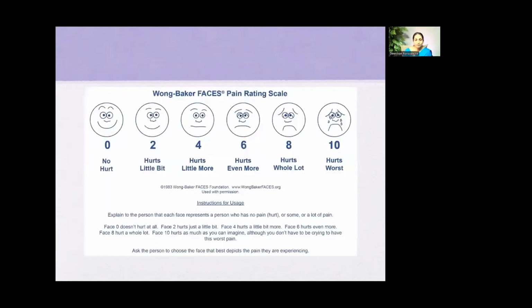Now we come to the Baker Faces pain rating scale, where if there's no pain, there's no hurt, and a smiley face is seen. If it hurts the worst, a score of 10 is given, and a crying face is shown. So we can show these scales to the patient and ask them to rate where they are. And depending on this, we can screen and see whether it's a mild or a moderate or severe pain that the patient is experiencing. And these kind of visual analog scales are used extensively in our patients as well.